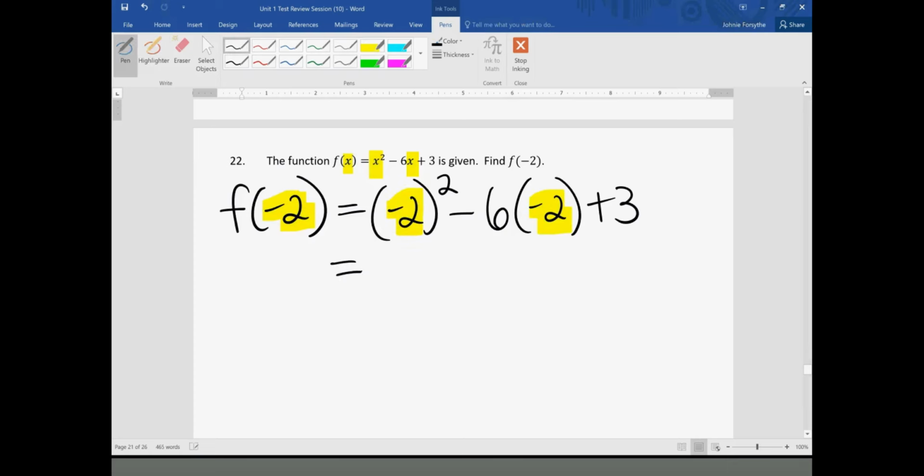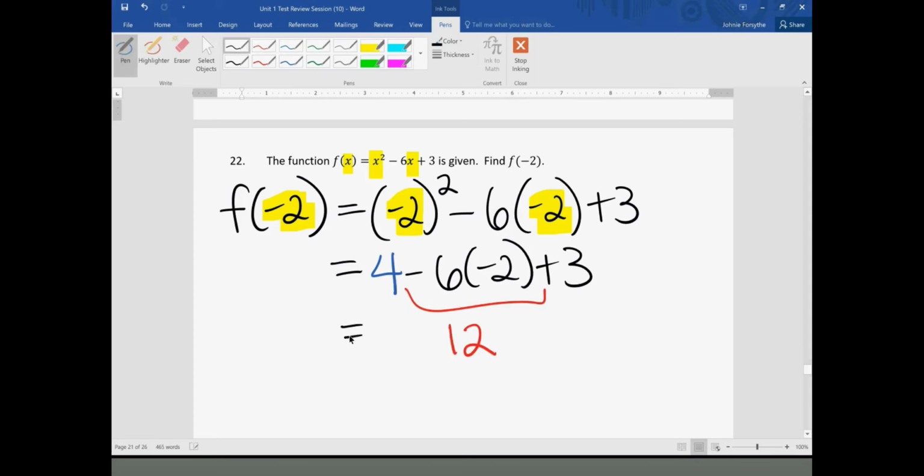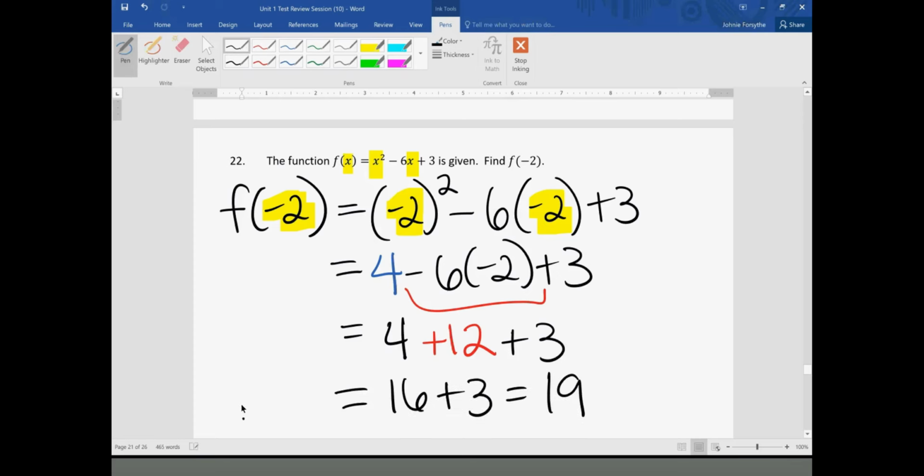And then we're going to follow our order of operations. So we do exponents next because there's nothing to do within the parentheses. So -2 squared is -2 times -2, which is +4. Let's bring down everything else. Next, we're going to do our multiplication. So we have -6 times -2 is +12. So we have 4 plus 12, plus 3. And then now we have addition, so we can just add left to right. So 4 plus 12 is 16 plus 3 equals 19. So f of -2 equals 19.